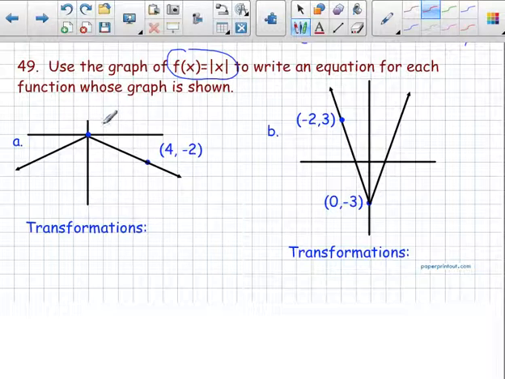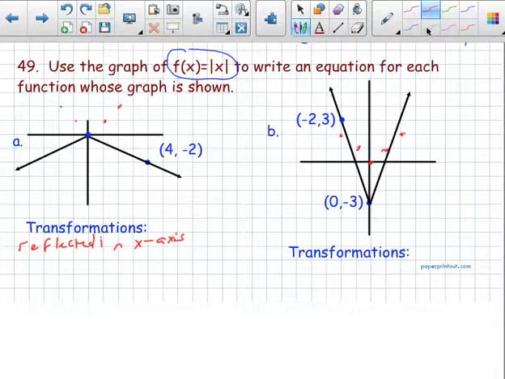So the parent function, the absolute value of x, goes through 0, 0, 1, 1, 2, 2, negative 1, 1, negative 2, 2. So I'm going to just put some points on the parent function on both of these graphs so that we can see the transformations that are going on. Okay, so what's happened here? This graph is reflected in the x-axis because it opens downward.